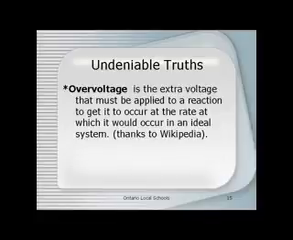I want to give you, as an aside, a very brief, simplistic definition of overvoltage. It's the extra voltage that must be applied to a reaction to get it to occur at the rate at which it would occur in an ideal system. And there's a wonderful discussion of this on Wikipedia that I would refer you to. In my experience with the AP test, I've not seen a question dealing with overvoltage, so if you are interested, you can pursue that, but that's all I want to say about it.